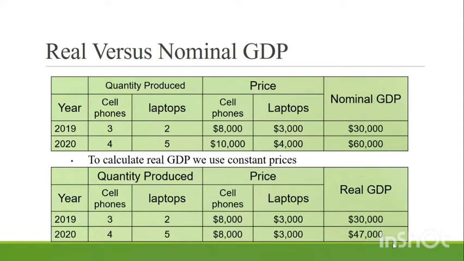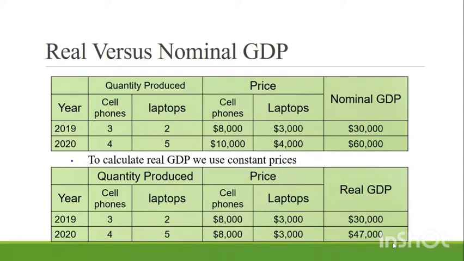the price for each laptop is $3,000. Now, if we multiply the price of each cell phone by the quantity produced, it becomes 8,000 multiplied by 3 units, so it becomes 24,000, plus the price of each laptop is 3,000 and the output is two laptops. So 2 times 3,000 becomes 6,000. So 6,000 plus 24,000 becomes 30,000, which is the nominal GDP for the year 2019.